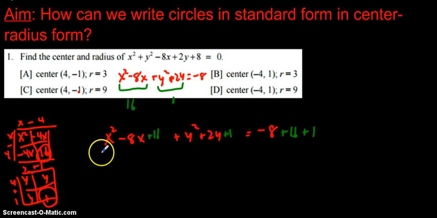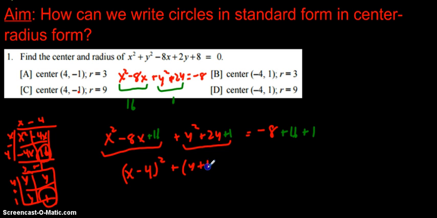Now these three terms become x minus 4 squared, as we saw in GeoGebra. These three terms become y plus 1 squared. And that will equal 16 minus 8 is 8, plus 1 is 9. So that's a circle with center 4, negative 1, and radius 3. So that would be choice B.